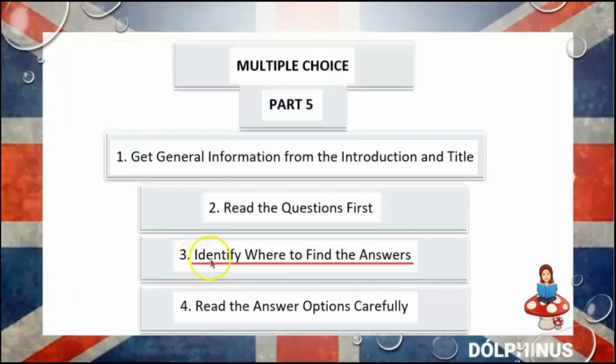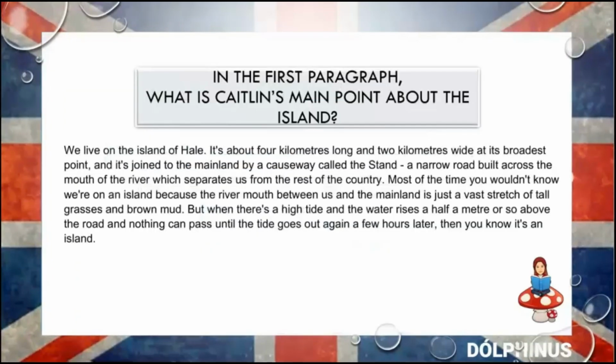After this step, we identify where to find the answers. How? We read again the first question in the first paragraph. What is Kathleen's main point about the island? When there is a general question to be found in a whole paragraph, the steps to follow are different. They are similar to Part 7 as we divide the paragraph into ideas. In this paragraph, there are 3 different ideas. So if you're doing it with me, time to click on play.